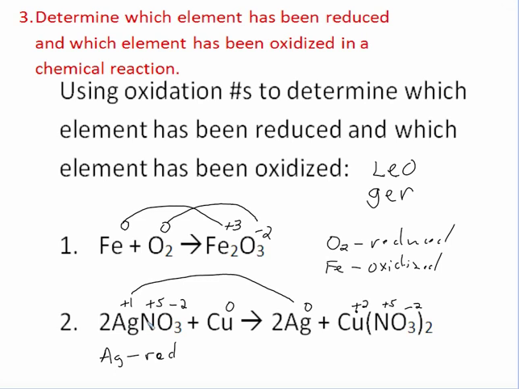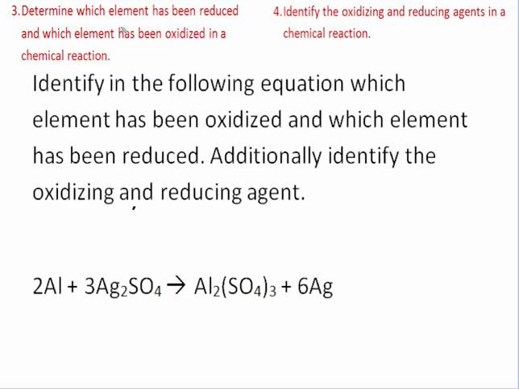Now nitrogen stayed the same. So it hasn't been oxidized or reduced. It's not doing anything. Same with oxygen. It's not changing, -2, -2. Not oxidized, not being reduced. But the copper's oxidation number, if you can see, goes up. So the copper is what's being oxidized. All right? So that's one way to do it.